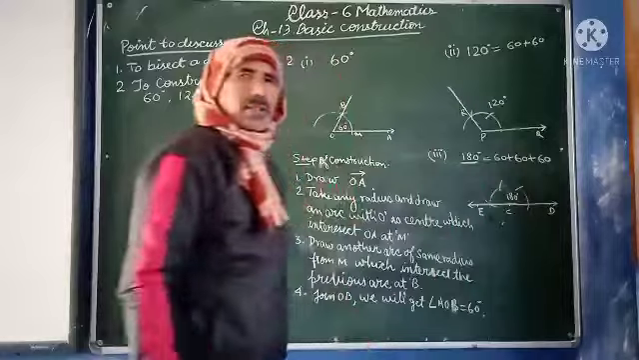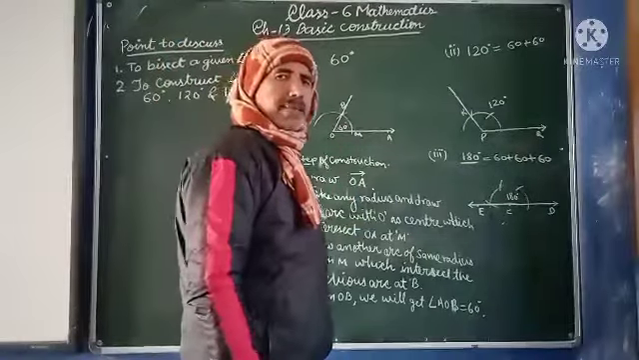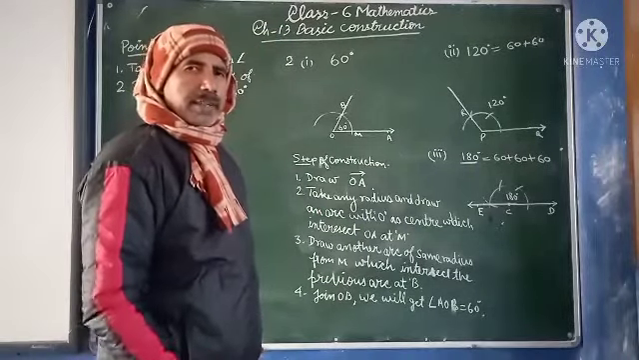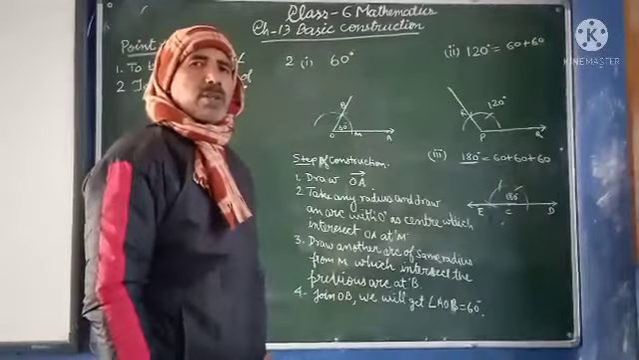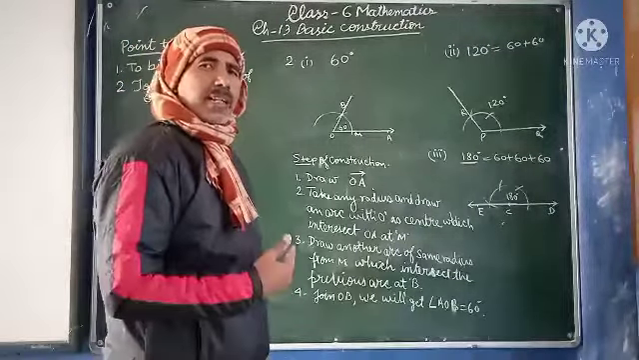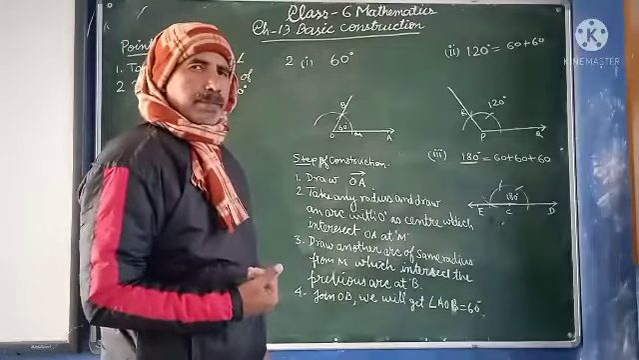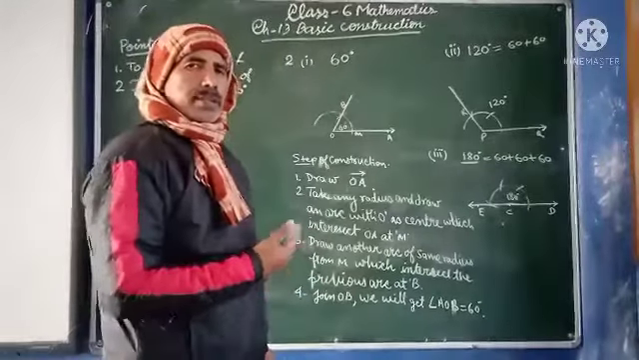So I hope all of you understood this: how to draw the angle with the help of the compass and ruler. One more thing I want to clarify. With the help of compass and ruler, you can draw the angles which are either multiples of 60 or some fraction of it, like 30, 15, 45.